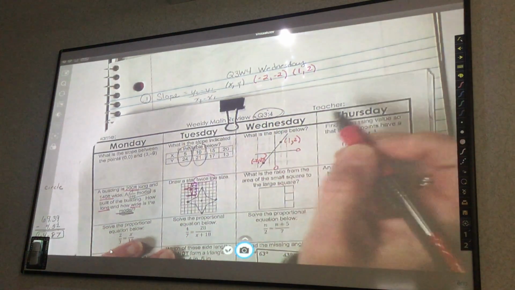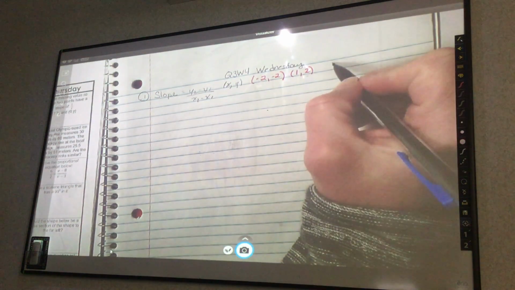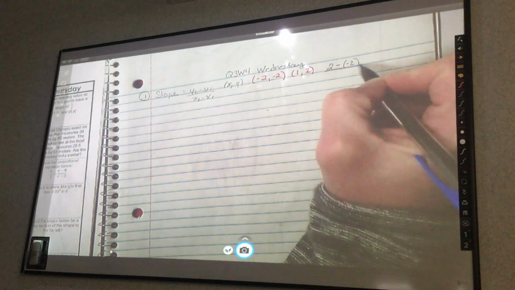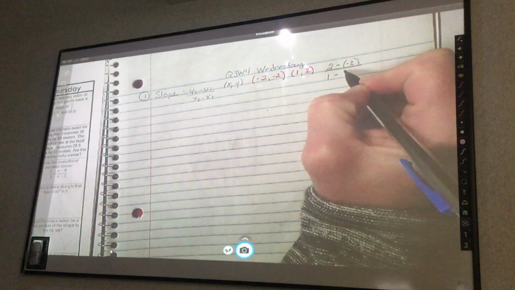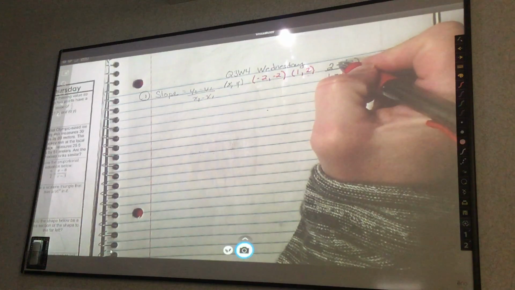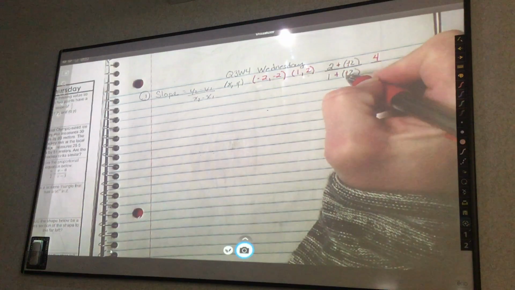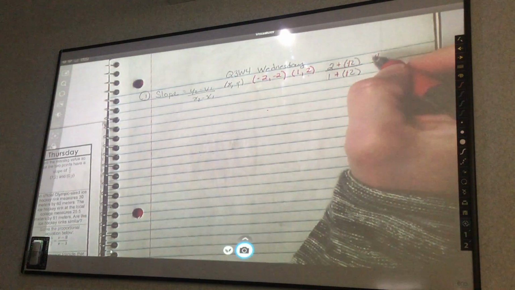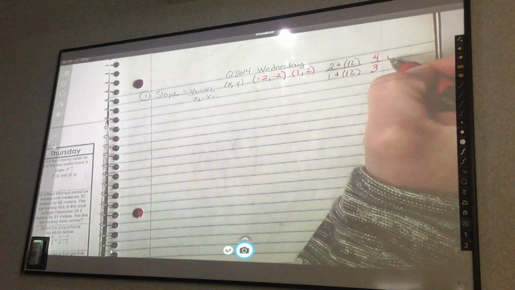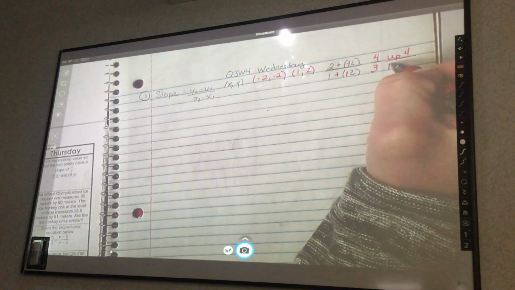Did you always read it from left to right? So then I put in my formula. This would be y2, which is 2, minus y1 is a -2, over x2 is 1, minus x1 is a -2. Keep, change, so I actually have a +4. Keep, change, and I have a +3. I can't reduce it anymore, so this is up 4, what's this? Right 3.